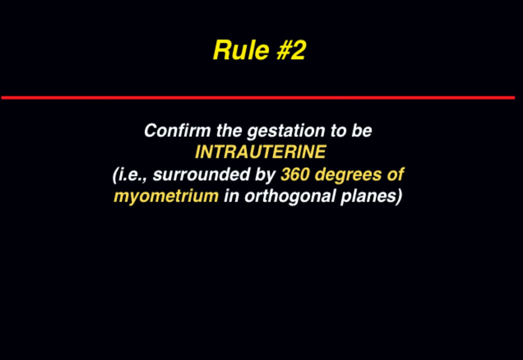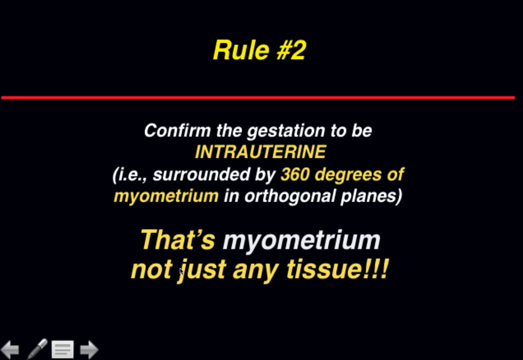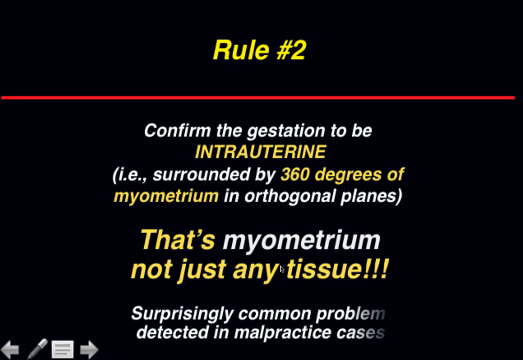So rule number 2 is confirm the gestation to be intrauterine. That means it is surrounded 360 degrees by myometrium in orthogonal planes. Now, that's myometrium, not just any tissue. So job 1 is always to confirm we are looking at the uterus, we have identified the myometrium, and that the gestation we are about to diagnose is in fact surrounded by myometrium. This is a surprisingly common problem detected in malpractice cases. So, forewarned is forearmed.